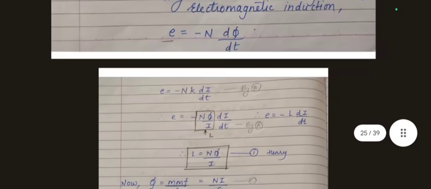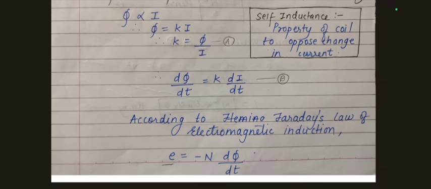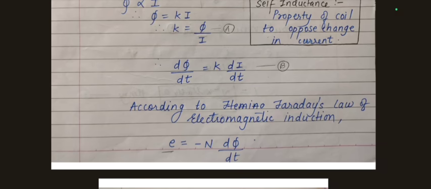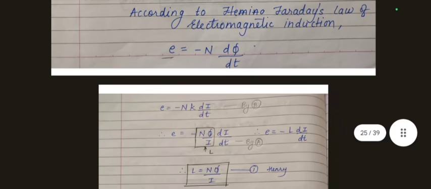So remember, this question is very important. You have to start with the definition, then you have to write about the property, that it is a property of coil to oppose change in current. Then you have to start with phi is directly proportional to I. Then you have to write that as it is directly proportional, k you have to add as constant. Then k is equal to phi by I. So d phi by dt is equal to k into di by dt, and just remember these both as A and B, and then you have to substitute it in E is equal to minus n d phi by dt, which has come according to Faraday's laws of electromagnetic induction.